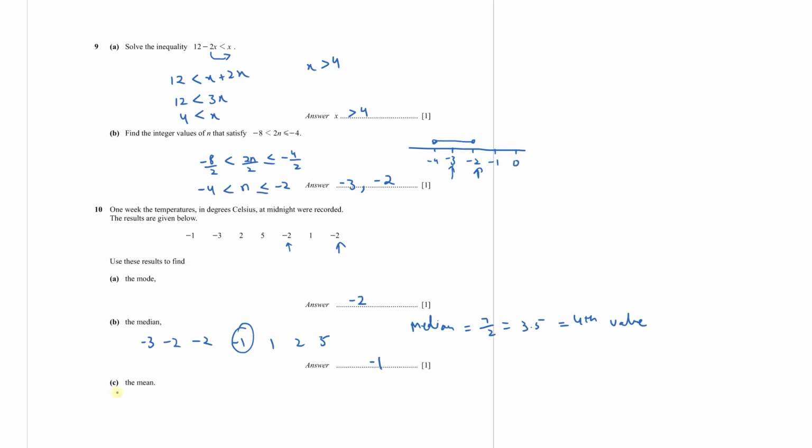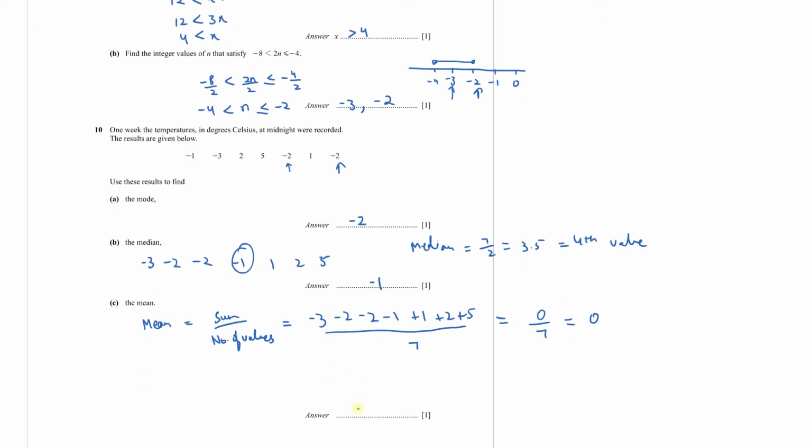Part C is to find the mean. The mean is the sum divided by the number of values. So the sum is minus 3, minus 2, minus 2, minus 1, plus 1, plus 2, plus 5, and there are 7 values, so it will be divided by 7. Let's calculate the sum: minus 3 minus 2 is minus 5, minus 7, minus 8, then minus 7, minus 5, and minus 5 plus 5 is 0, over 7. So this is actually 0. Your mean value here is 0.